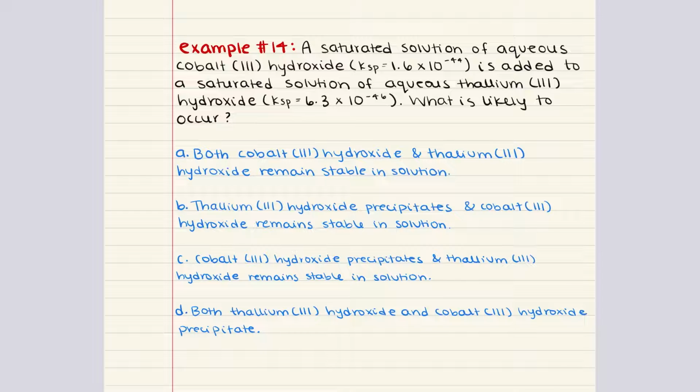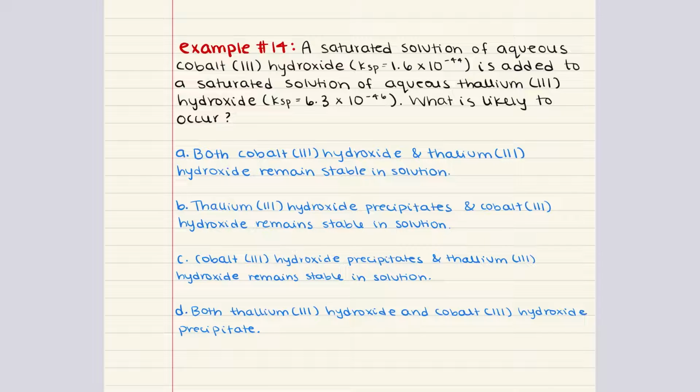Answer choice A says both cobalt-3 hydroxide and thallium-3 hydroxide remain stable in solution. B says thallium-3 hydroxide precipitates and cobalt-3 hydroxide remains stable in solution. C says cobalt-3 hydroxide precipitates and thallium-3 hydroxide remains stable in solution. And D says both thallium-3 hydroxide and cobalt-3 hydroxide precipitate.